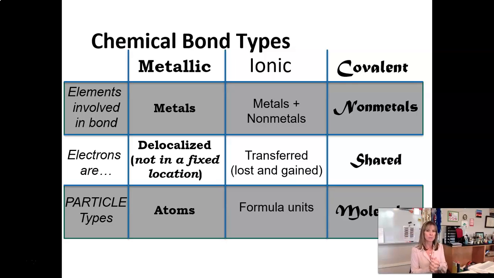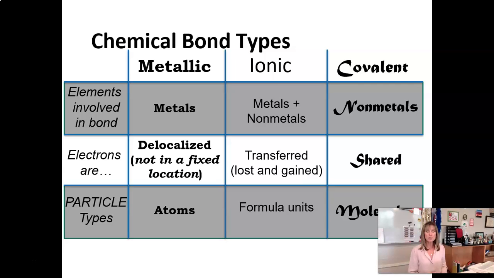We call ionic compounds formula units. Now you're used to hearing the word molecule, but not everything is a molecule. Ionic compounds are specifically called formula units. I know it's strange, but it's just something new that you have to learn. These are called formula units.